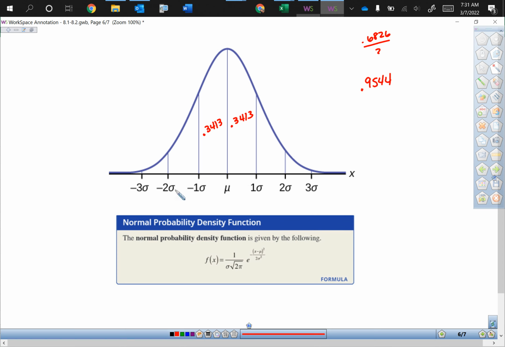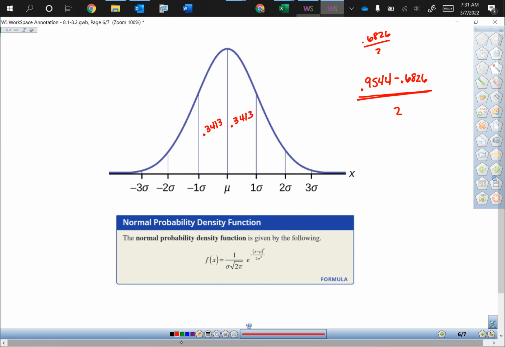That's from here to here. There is 0.9544 of this curve from here to here. But we have already allocated 0.3413 and 0.3413. So what I want to do is take 0.9544 and subtract 0.6826. I want to take away that part that I've already used, and then I'm going to divide that by 2. That's going to give me the individual measures for both of these little pieces over here.